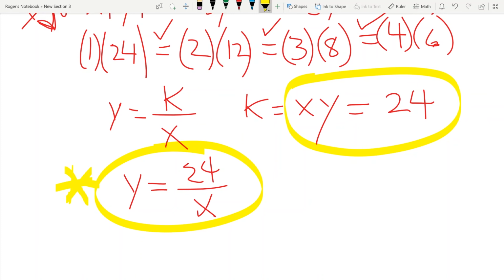As x becomes bigger, y becomes smaller. Look at this. As x goes up, y goes down. That's why we call it inverse. As x gets larger, y gets smaller, and vice versa. If x were to get smaller, y would get bigger. Okay? So inverse variation is the answer to this question.